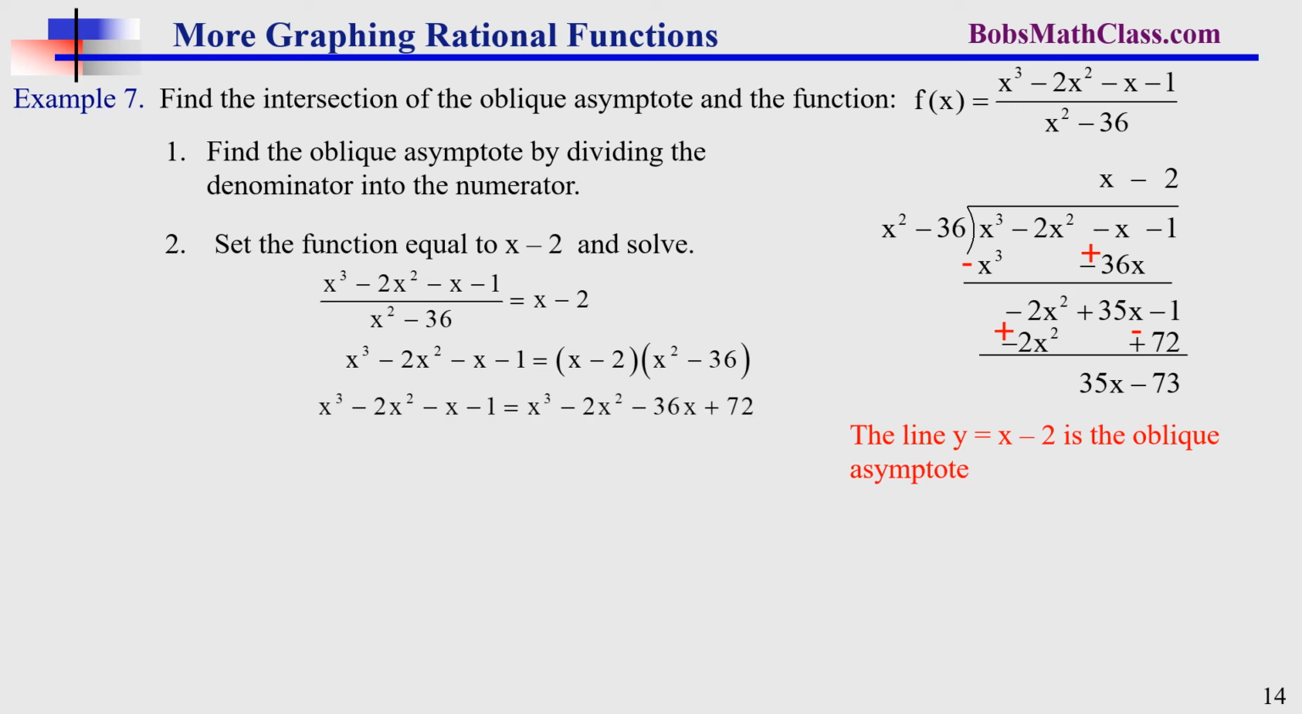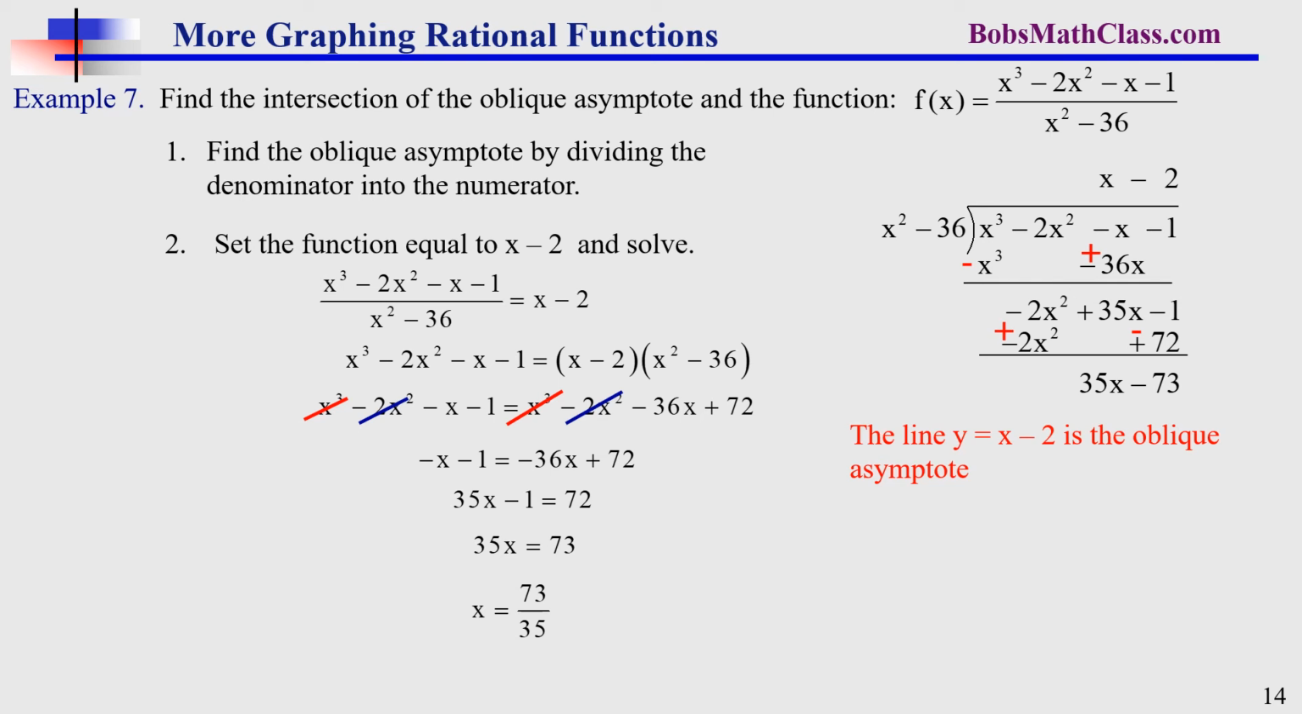So FOIL on the right, that's x cubed minus 2x squared minus 36x plus 72. And then we can start canceling out some things. If you subtract x cubed on both sides, those cancel. Oh, the negative 2x squareds also cancel. All right, so now we have negative x minus 1 equals negative 36x plus 72. Do a little algebra to solve that. Bring over the negative 36x to the right, and then add 1 to both sides. So there's our answer, 73 over 35.